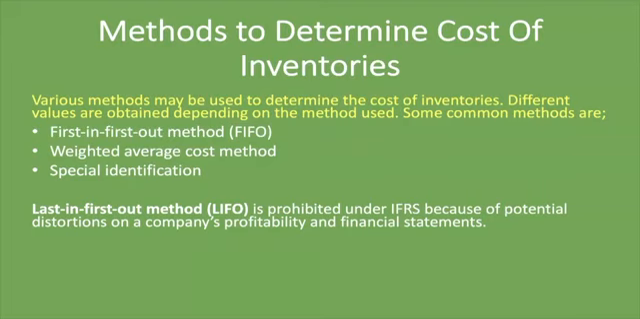And what does it mean? The inventory that remains in your balance sheet, or in your statement of financial position, will be way lower than what it is in reality. Those are some of the reasons why the last in, first out method is prohibited.